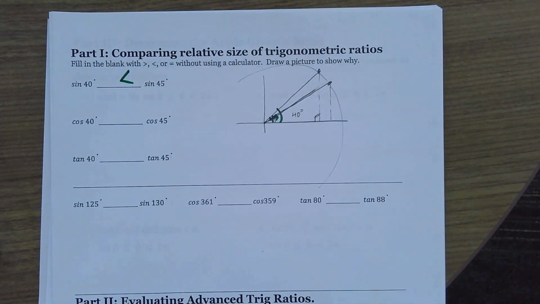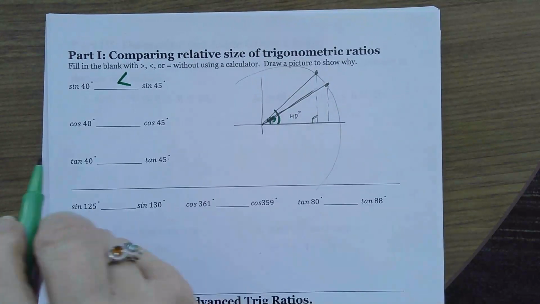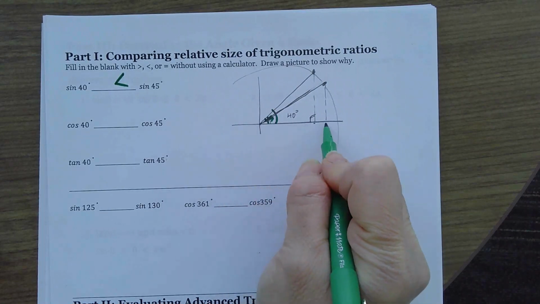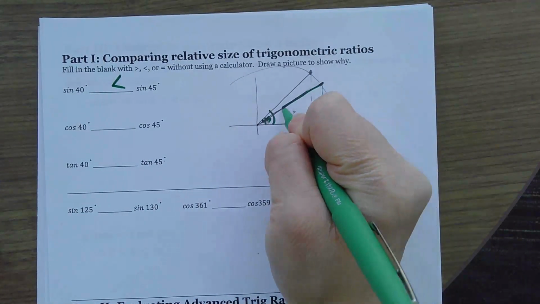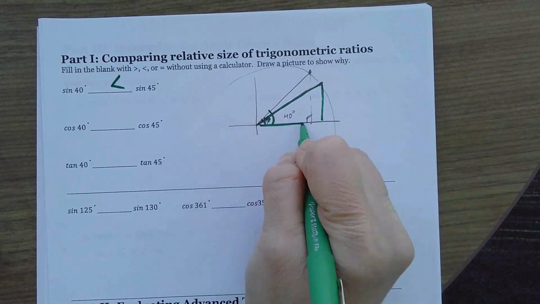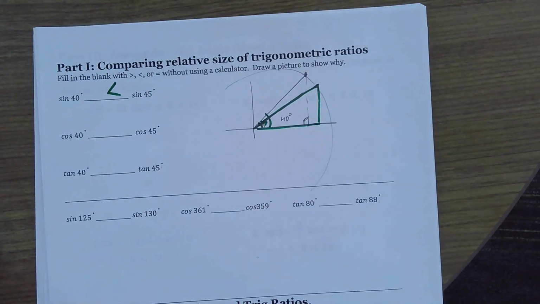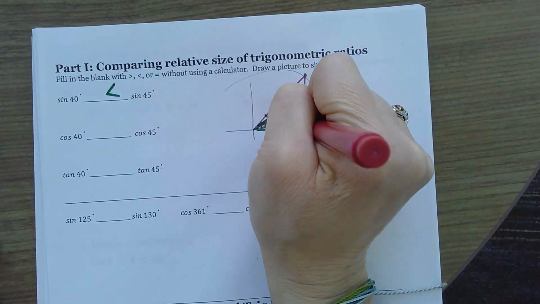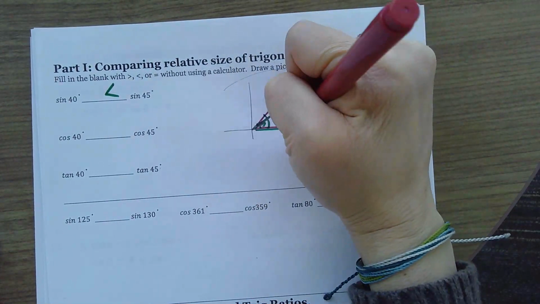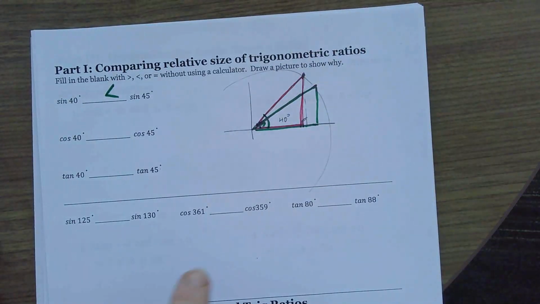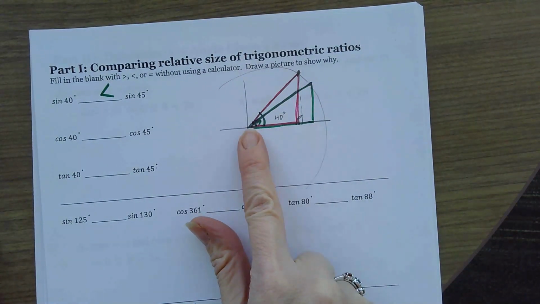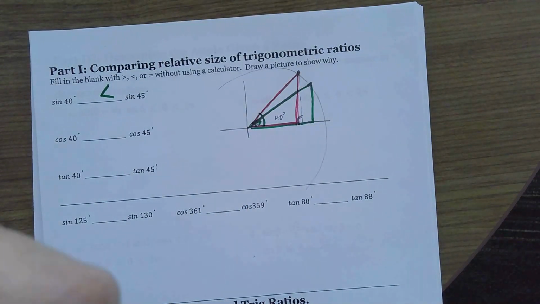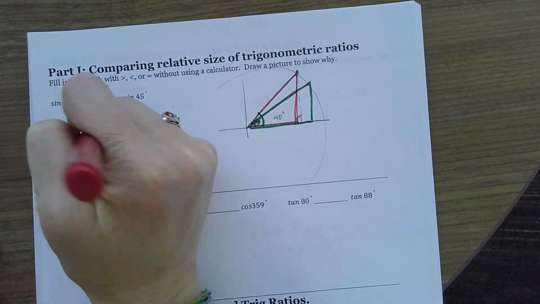Okay, let's think about cosine. Cosine is x. So now we're looking at the x value of my 45-degree angle and the x value of my 40-degree angle. The 40-degree angle I'm going to put as a green triangle, and the 45-degree angle I'll make as a red triangle, so you can see the difference. If I'm looking at which x value is bigger, the green line x value is bigger than the red line. So the 40-degree angle is actually bigger than the 45-degree angle. So the x distance is bigger.